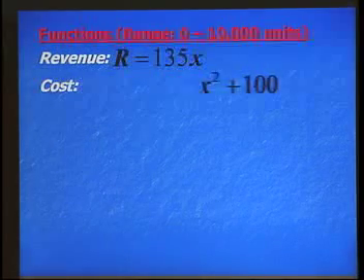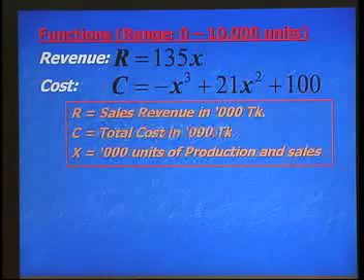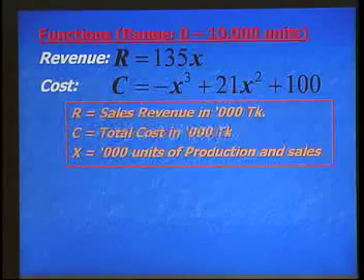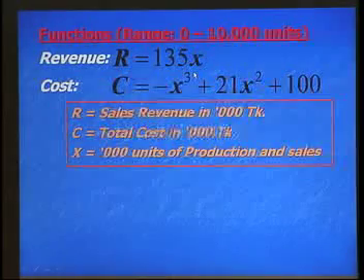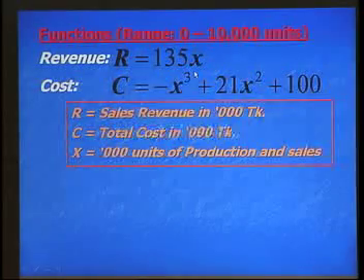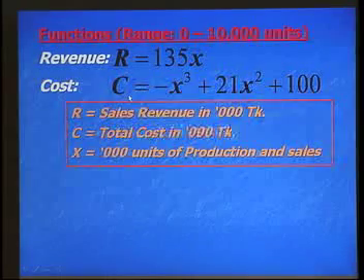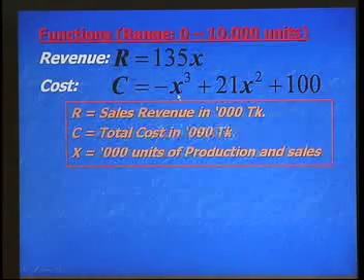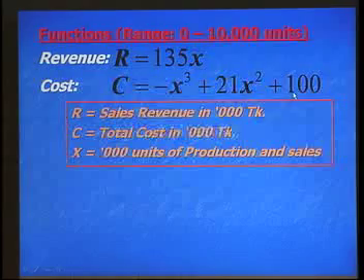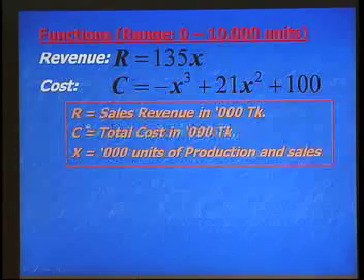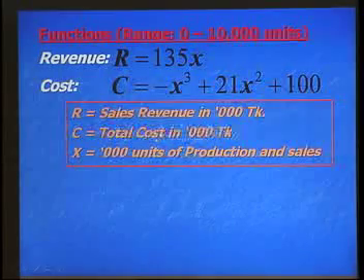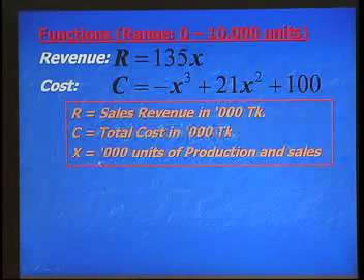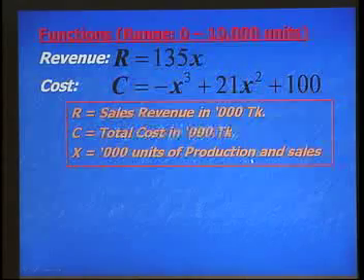Now, for a range of 0 to 10,000 units, the company can sell its product at taka 135 per mouse. Therefore, the revenue function is R = 135x. For up to 10,000 units, the cost function is C = x³ − 21x² + 100, where R is the sales revenue in 1000 taka, C is the total cost in 1000 taka, and x is the 1000 units of production and sales.